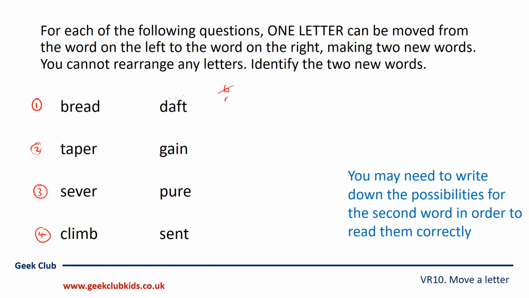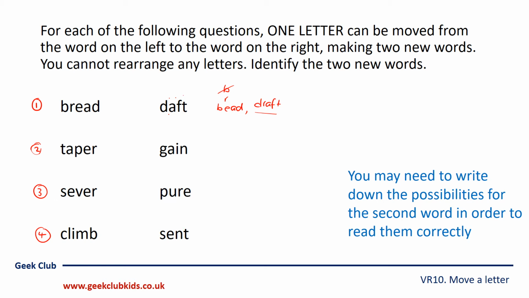Let's try putting the R in different places. Redaft? Nope. Draft? Oh, draft. Yeah, that's a word. Darft? No. Daftre and daftra. Okay, no, but we do have a new word, draft, if we add the R into daft, in which case we remove the R from bread to get bead, and our two new words are bead and draft.